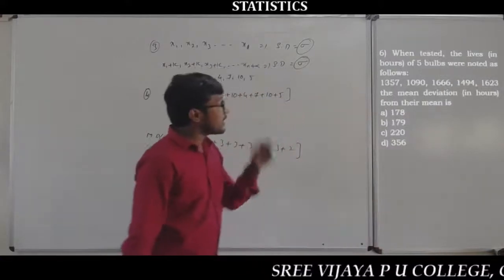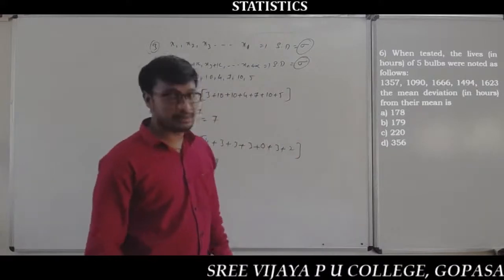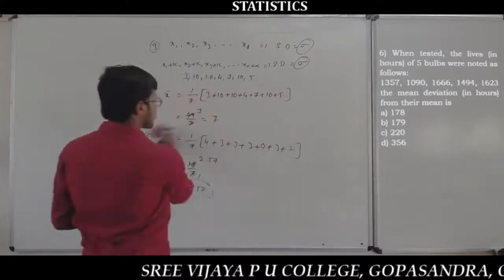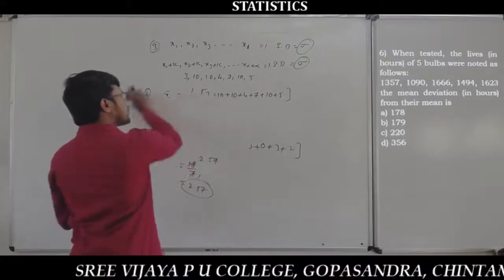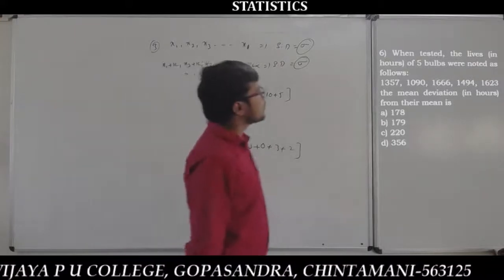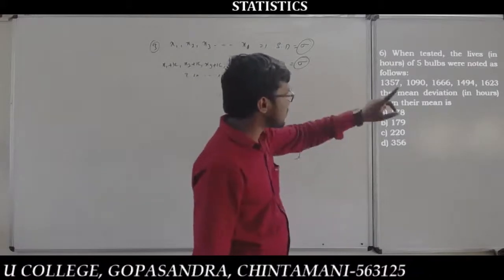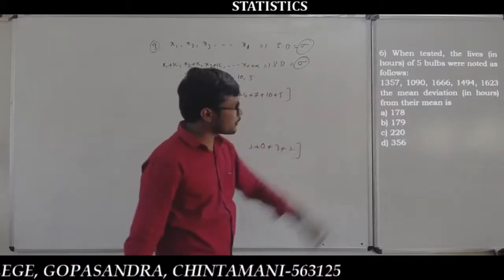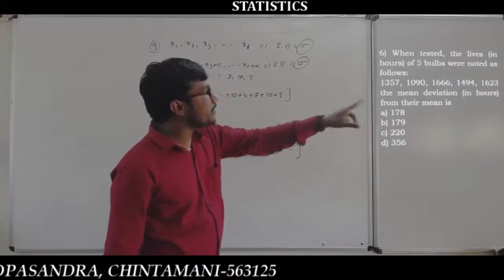So when tested the lives of 5 bulbs, 5 bulbs means the number of observations is 5. If you count the observations, you also get the same answer. So the number of observations is 5. The lives of the bulbs were noted as follows: 1357, 1090, 1666, 1494, 1623. Find the mean deviation from their mean.